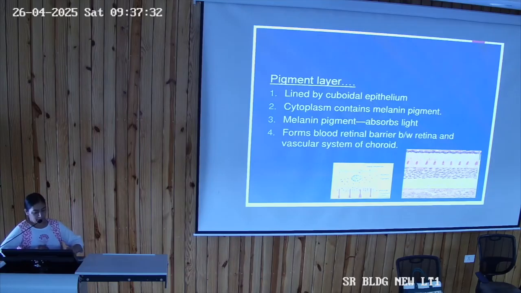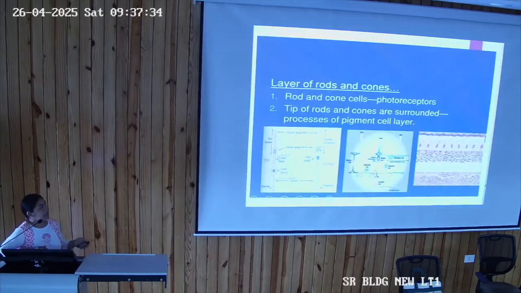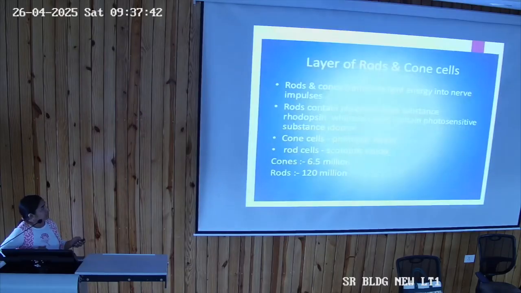So first pigment layer, next comes the layer of the rods and cones. So rod and cone cells, these are the photoreceptors. So you already told me what is the pigment in the rod. So cone cells, they are for the photopic vision, and the rod cells are scotopic vision. The number of cones, they are 6.5 million, and rods are 120 million.